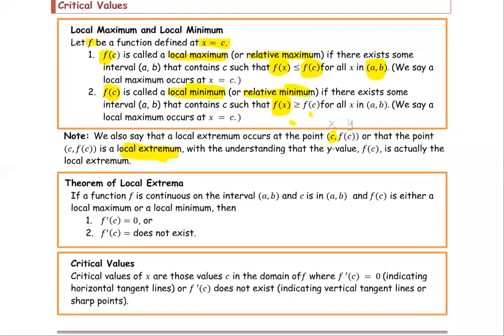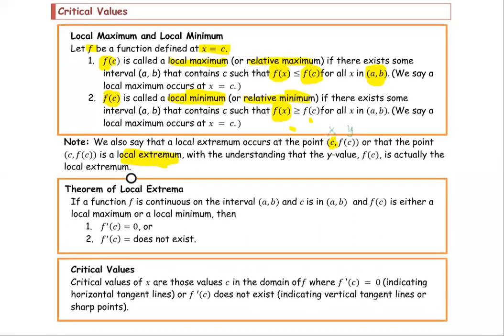The theorem of local extrema: if a function f is continuous, meaning the graph is smooth, on the interval (a, b), and c is located between a and b, and the function at the point c is either a local maximum or a local minimum, then there are going to be two cases. First case, the derivative at the point c equals 0, or the derivative at the point c doesn't exist. The case that the derivative at c is 0 is the case of the horizontal tangent.